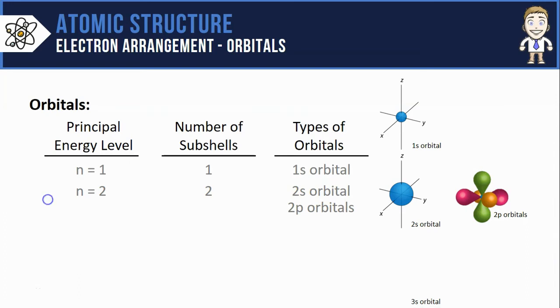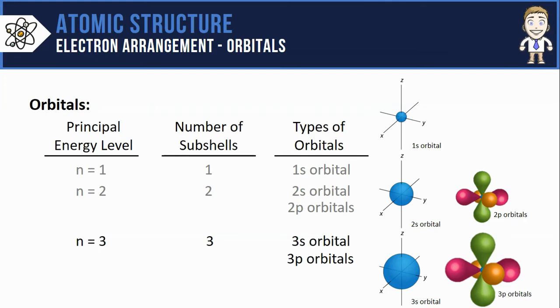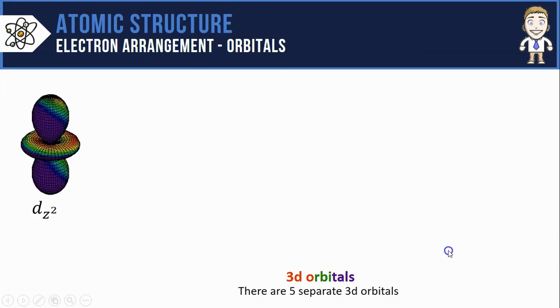Let's scale up now to the third energy level, n equals 3. This, of course, has 3 different subshells, and you might be picking up on some patterns here. Those 3 subshells are the 3s, which is just like the 1s and the 2s, just bigger, and the 3p orbitals, which are the same as the 2p orbitals, just bigger. The third type is our new one in the third energy level, called the 3d orbitals. So there's only one s orbital in each energy level, 3 separate p orbitals, and following that pattern of odd numbers, there are 5 separate d orbitals.